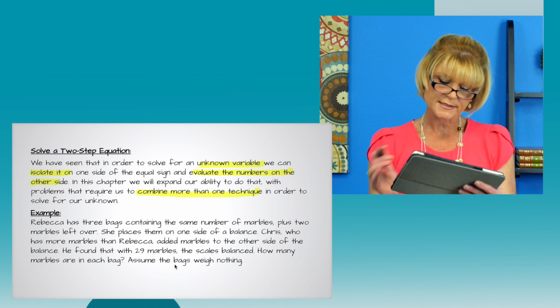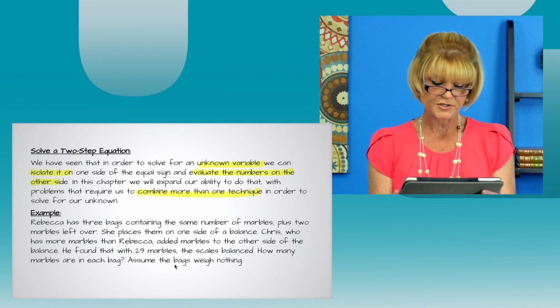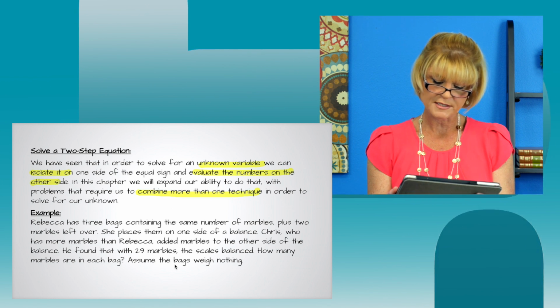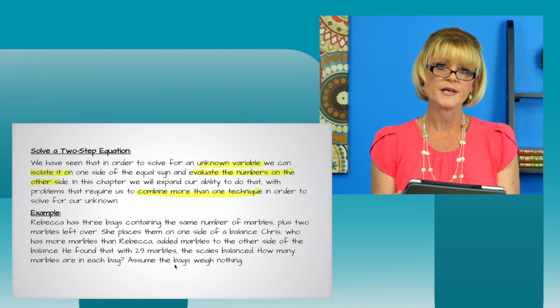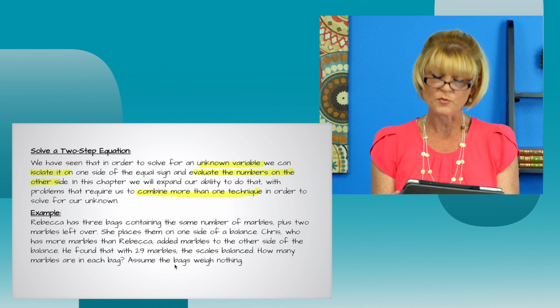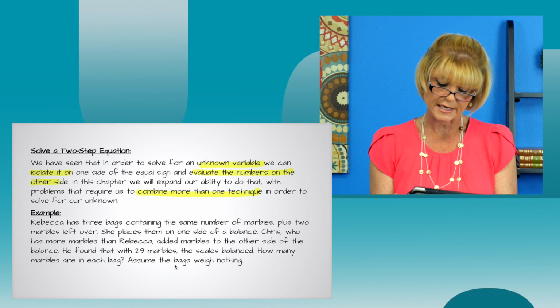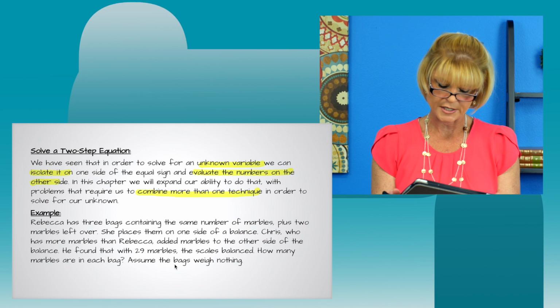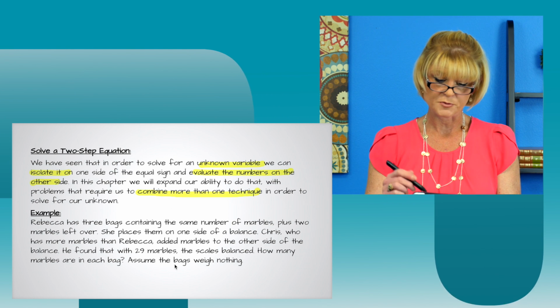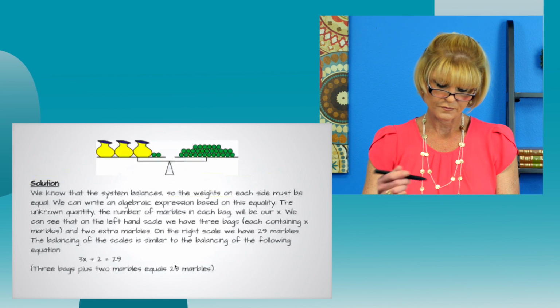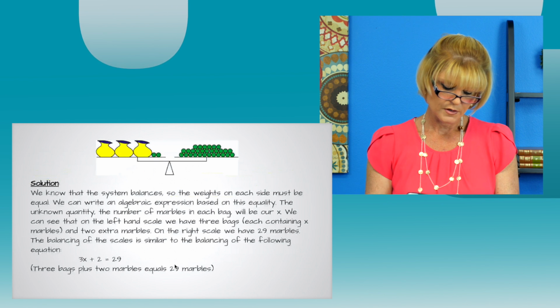Rebecca has 3 bags containing the same number of marbles plus 2 marbles left over. She places them on one side of a balance. Chris, who has more marbles than Rebecca, added marbles to the other side of the balance. He found that with 29 marbles, the scales balanced. How many marbles are in each bag? And assume that each bag weighs nothing. Here's our solution and a picture.